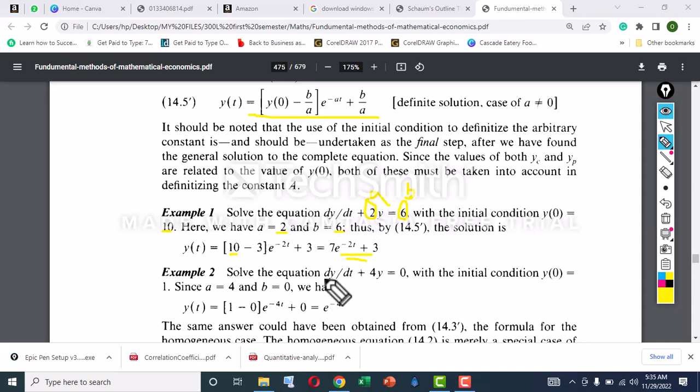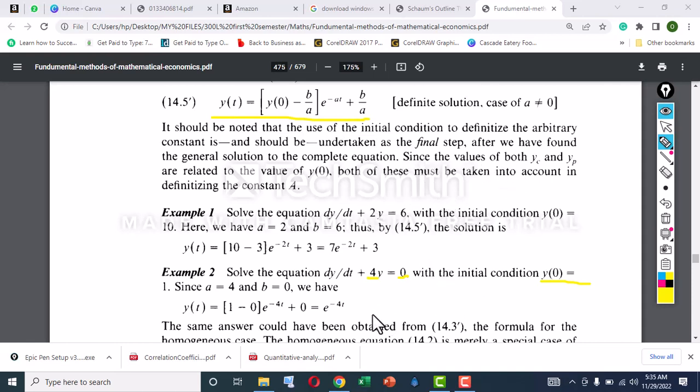So we have another question here, which is giving us dy dt plus 4y equals 0. You can just take a break and try to see, can you recognize which one is A and which one is B? A is actually 4, B is actually 0. Our y at 0 is 1. So we are doing y at 0, so we are still using this full formula.